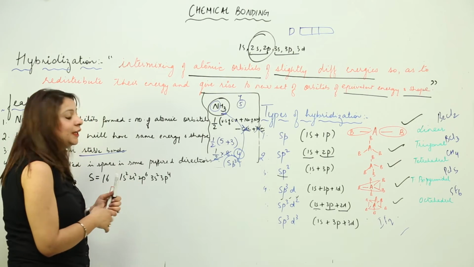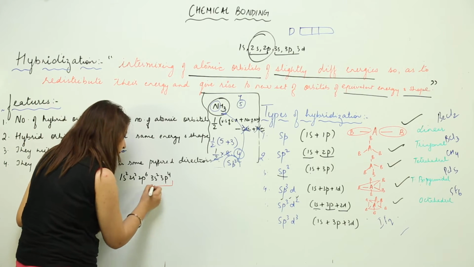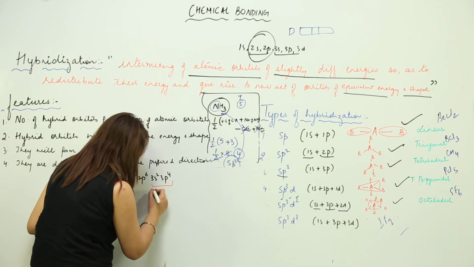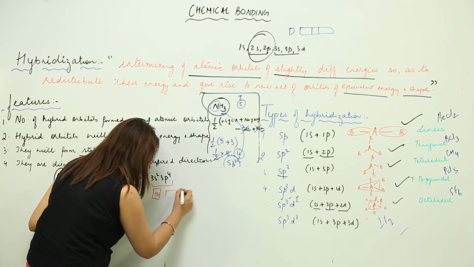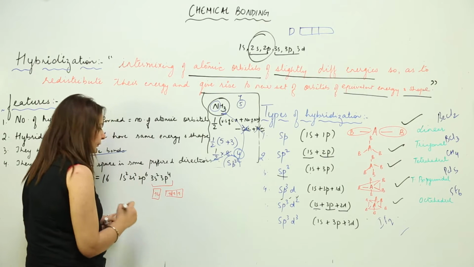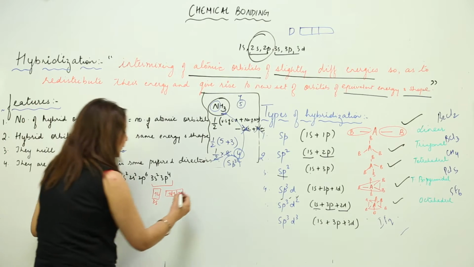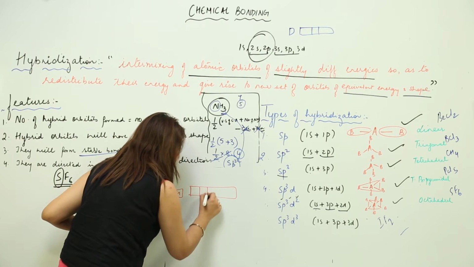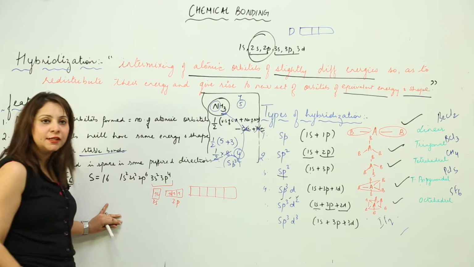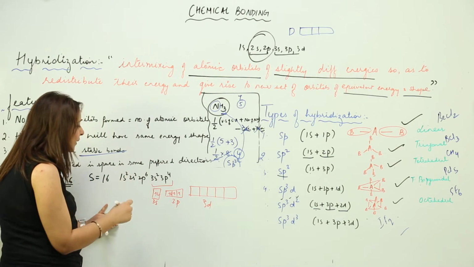As you know, only the outer valence shell participates, so I am just going to make it in an orbital diagram. This is 3s and this is 3p, ground state. And we do have the vacant 3d, because there is no electron here, but still the shell is present, so we make 3d.